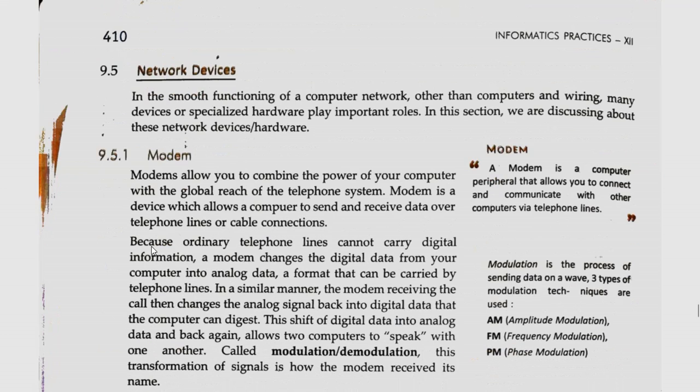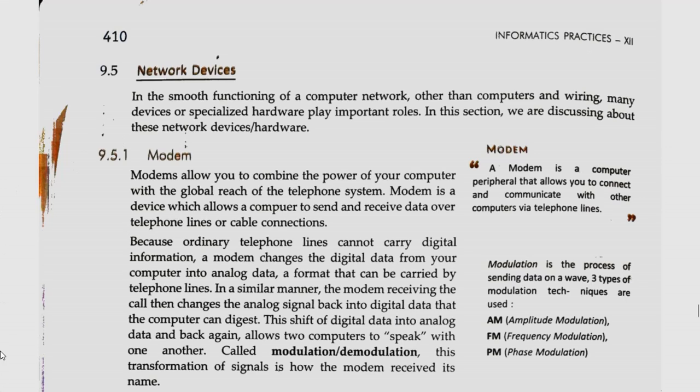see the next part of this chapter, that is the network devices. In this you can understand by the name itself, network devices means whatever devices are being used for networking purposes. It is mentioned that in the smooth functioning of a computer network, other than computers and wiring, many devices or specialized hardware play important roles. So in this section we are discussing these network devices or the hardware.